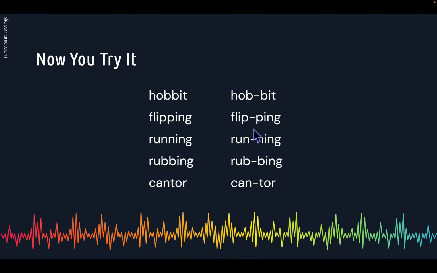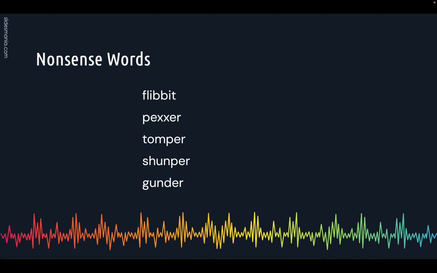Hobbit, flipping, running, rubbing, canter. Now, for words like this with a suffix of ing, there is another way you could divide it, but it would get you the same pronunciation. And since these rules are about reading, not about writing things in the dictionary or splitting words when you get to the end of a line in a newspaper, it doesn't really matter whether you use this rule or divide after a suffix, which we will get to in a later rule. Either way, we will pronounce the word the same way.